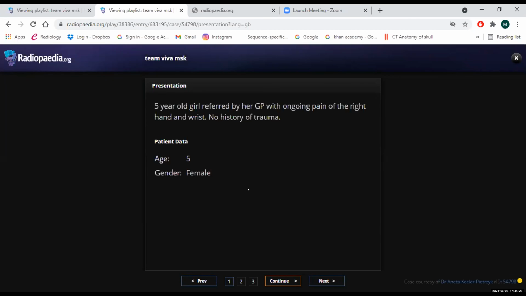Okay. Next. A 5-year-old girl. No history of trauma. 5-year-old female. Okay, please show me the imaging studies.